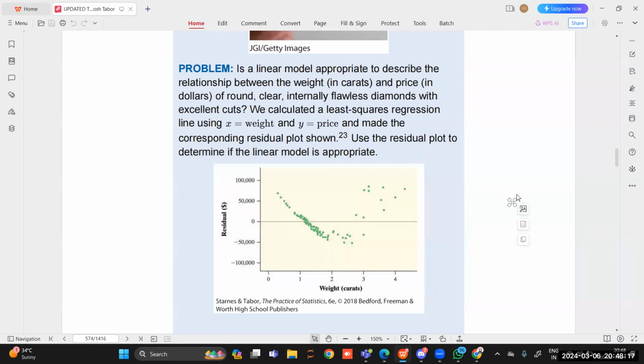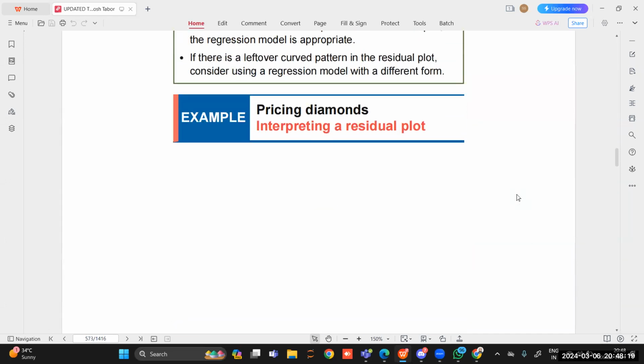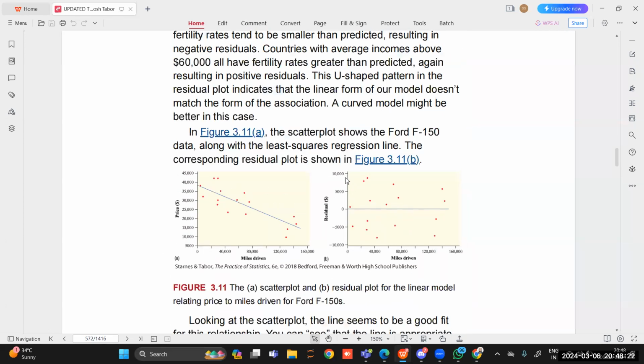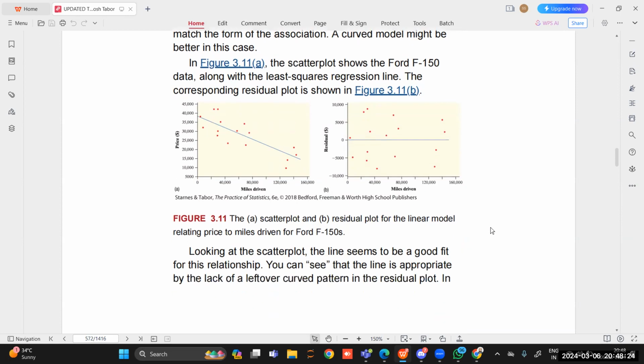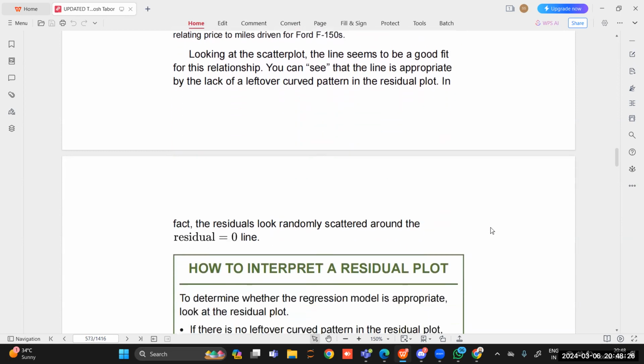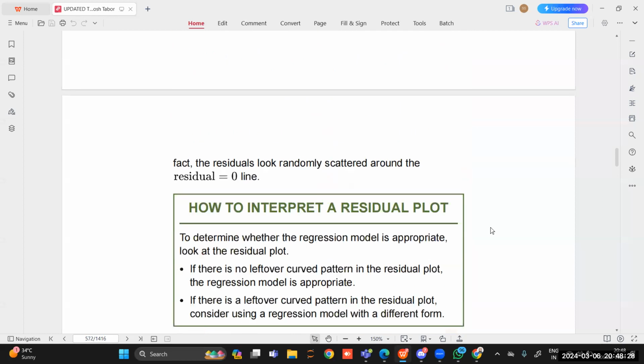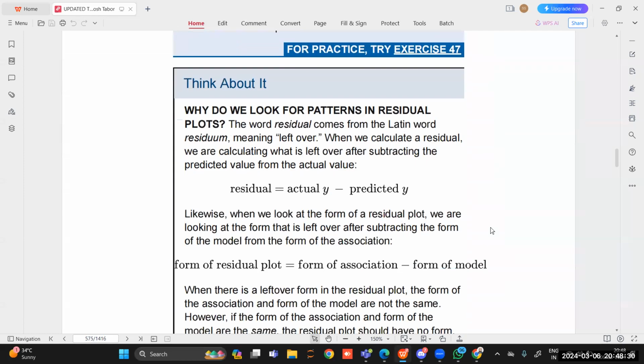There must be a straight pattern. Likewise, see here, these points are scattered, much scattered. These are also not perfectly linear. Okay, so we'll move on to the next question.